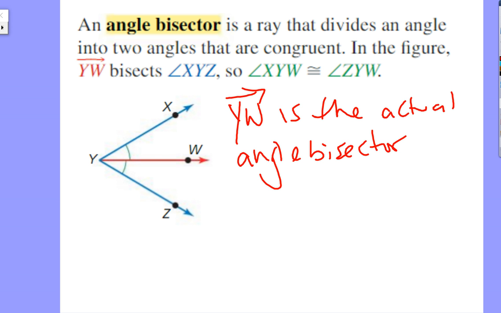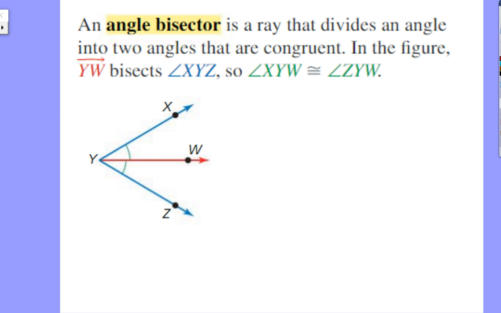And so how can this be used in a little bit of application? Well, let's just think about this here for a second. Let's say, for instance, I just give some values out there. Let's say if I say that this is a value of 2x degrees, and let's say this is a value of 4x minus 20 degrees. So now I know that WYX and ZYW are the same. Why? Because YW is an angle bisector.